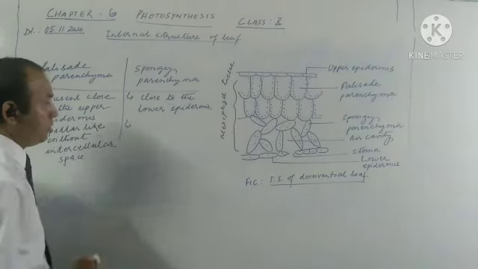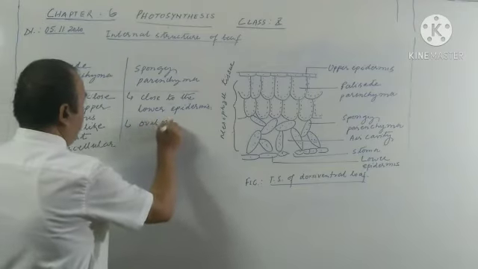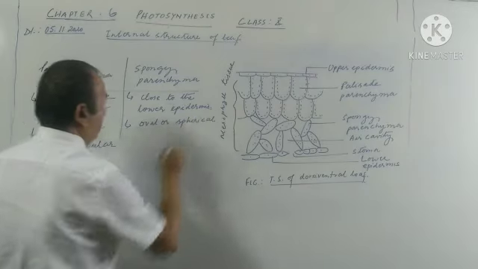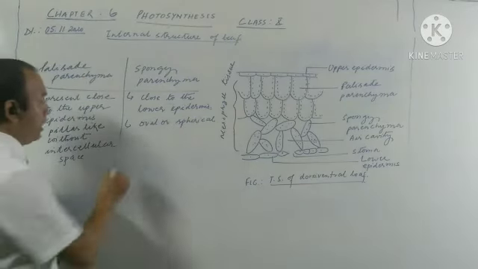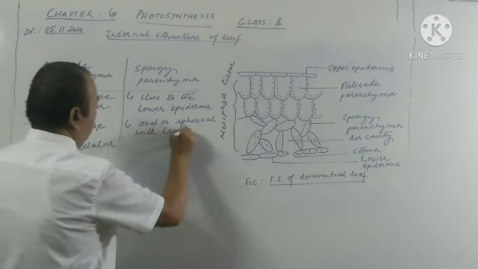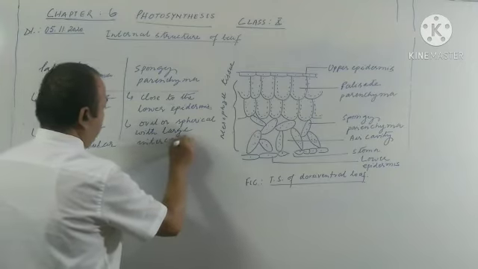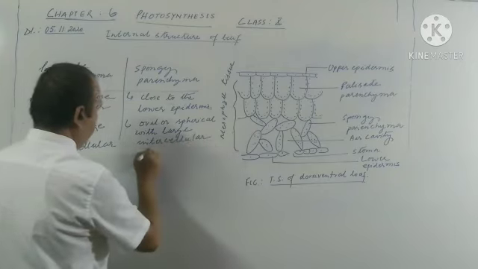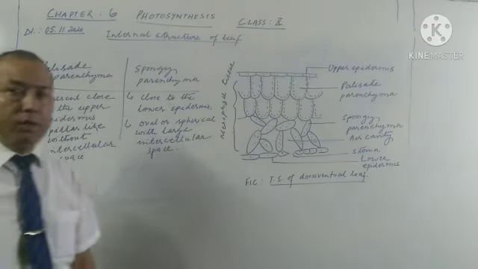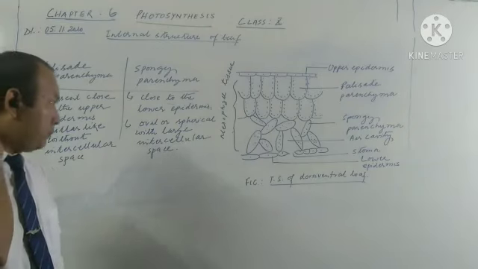And then spongy parenchyma, they are mostly oval or spherical, ball like, spherical with large intercellular spaces. Okay, these two points you can mention whenever the difference between palisade parenchyma and spongy parenchyma is asked.